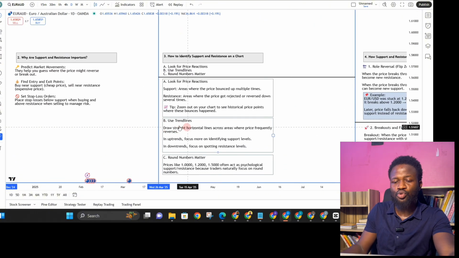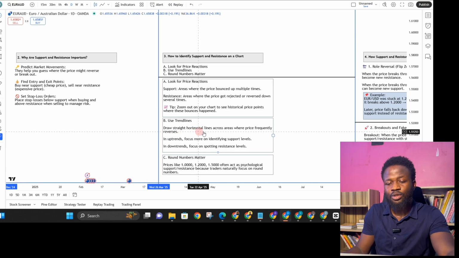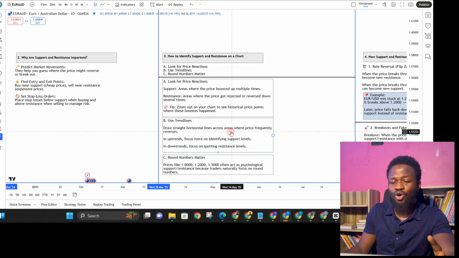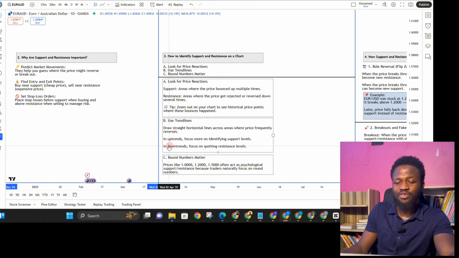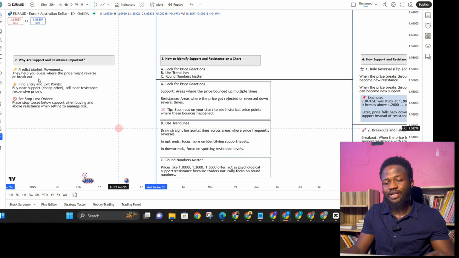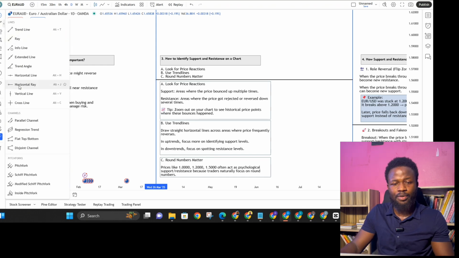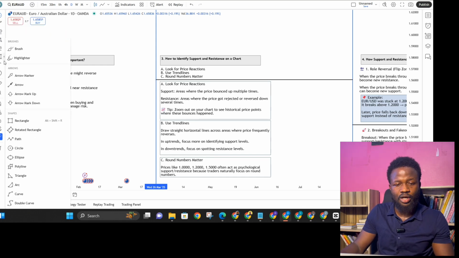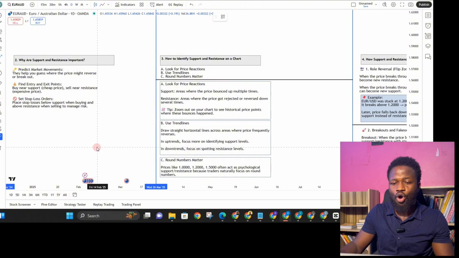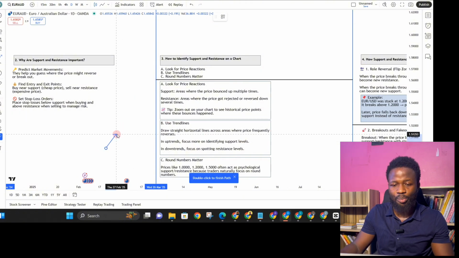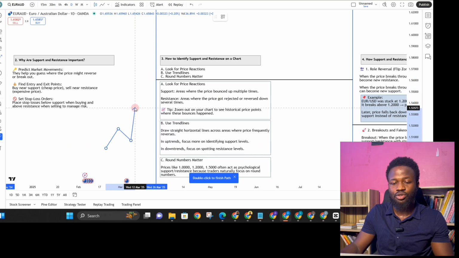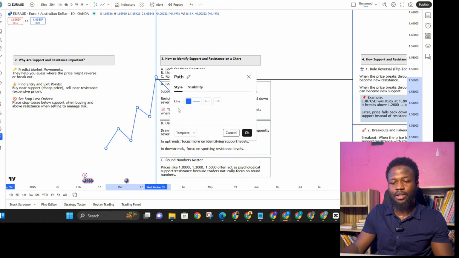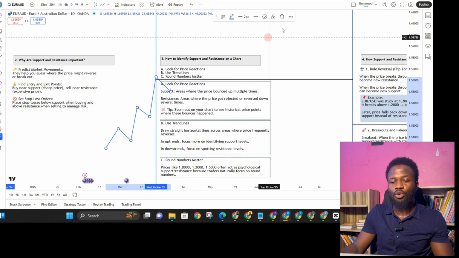All right, so number two, use trend lines. Draw a straight horizontal line across areas where price frequently reverses. That's one. In an uptrend, guys, I think this is the first time I'm really mentioning uptrend. Let me pick a tool that helps me to draw to illustrate. Uptrend is when the market is going up, even though it's not just going to go straight up. Sometimes it will be doing back and forth like this. Don't mind my drawing. That is uptrend.